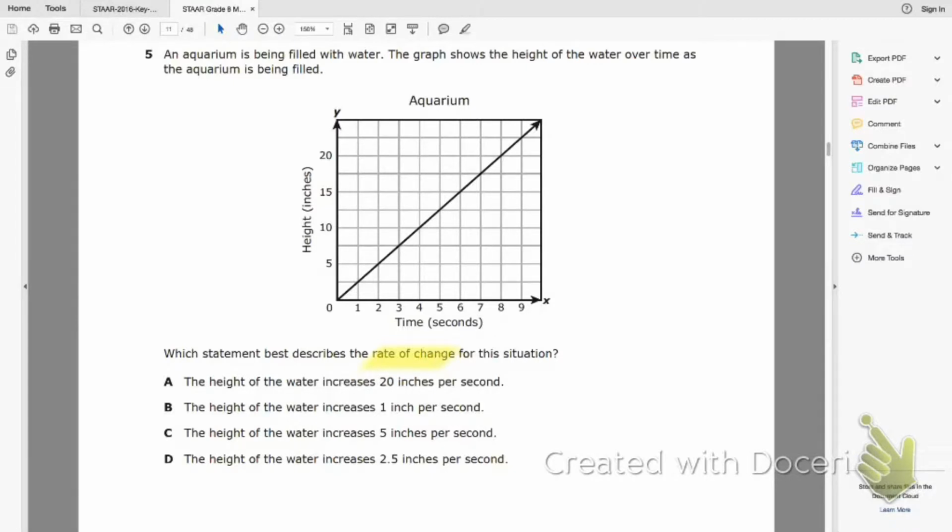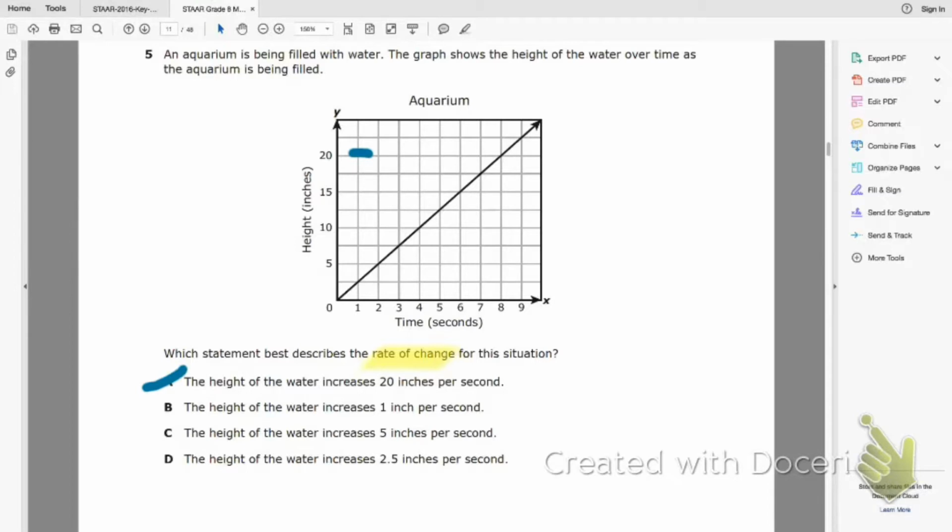Alright, so the height of the water increases 20 inches per second. What I like to do is see what each scenario does. So I'll just do exactly what it tells me. The height of water increases 20 inches per second. So that means at this 1 second it would be right here. Now, is that true on the graph? No. So A is out.